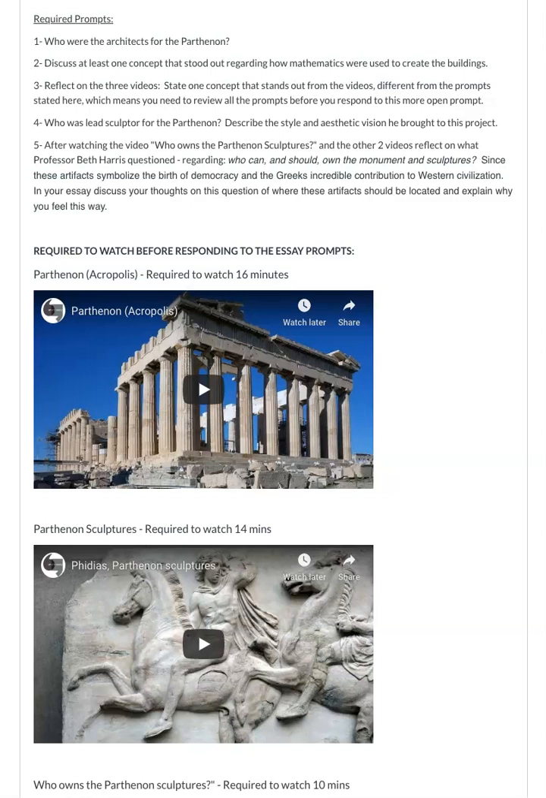Here again, what I think is different about this particular prompt from what you already covered is we're looking at how this particular monument really contributed to Western civilization, and it symbolizes the birth of democracy in Western culture. So how does what you've learned affect you, and where do you think these artifacts should be located? Explain why you feel this way.